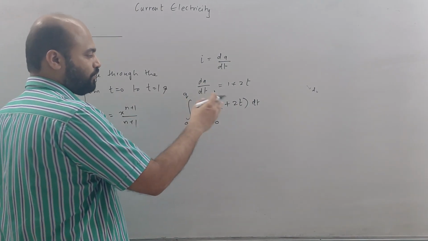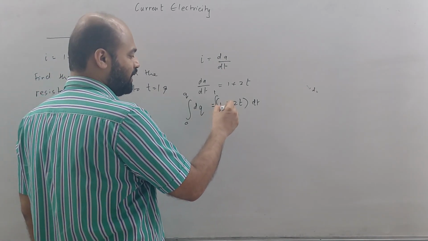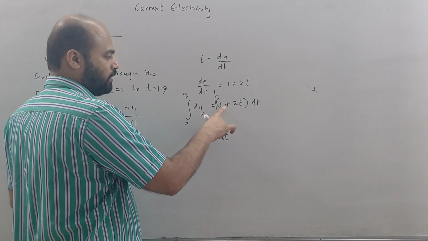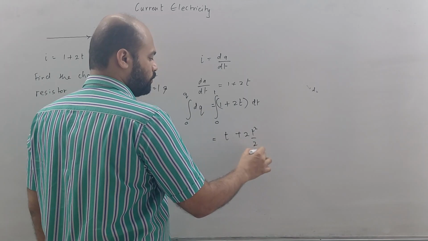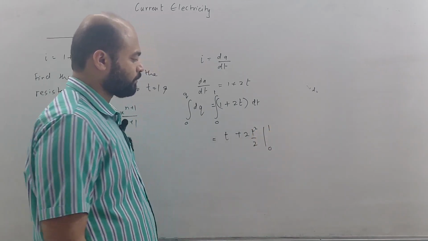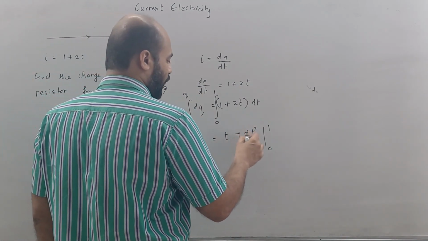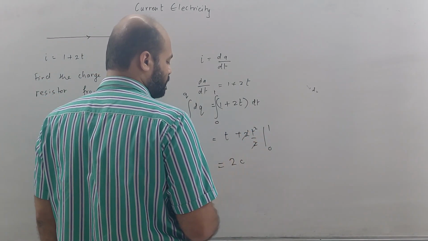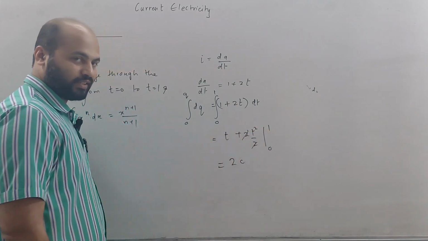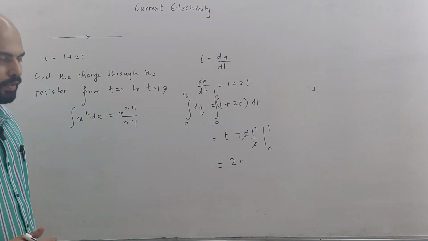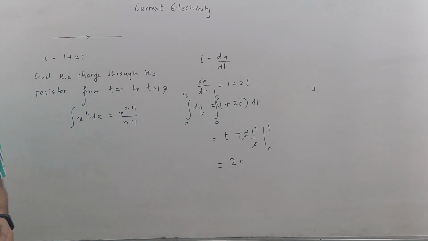Similarly, because it's a function of t now, this is something like x. So what we're going to do is, integration dt is t for this part. And integration of this part is going to be 2 t square by 2 from 0 to 1. So first we'll put the upper limit, then the lower limit. Ultimately what happens is, you get the answer is 2 coulombs. Because 1 will go here, and 1 will go over here. So it will become 1 square. So 1 plus 1 square is 2. And then if 0 goes, 0 is subtracted, then what will remain is 2 coulombs. So that is the answer of this question.